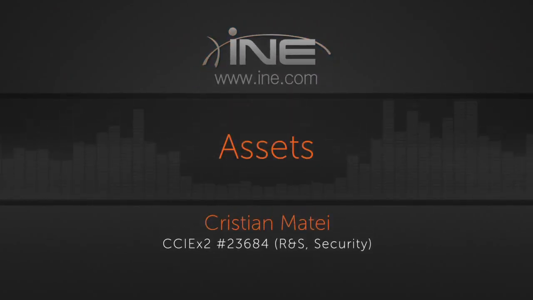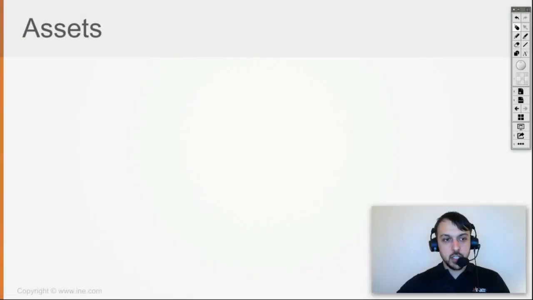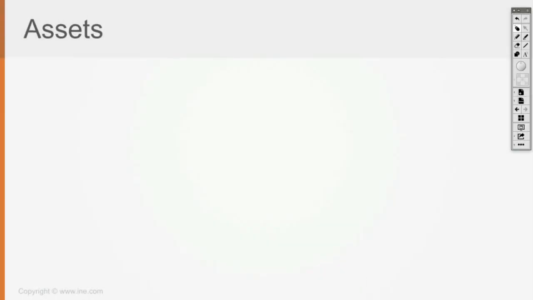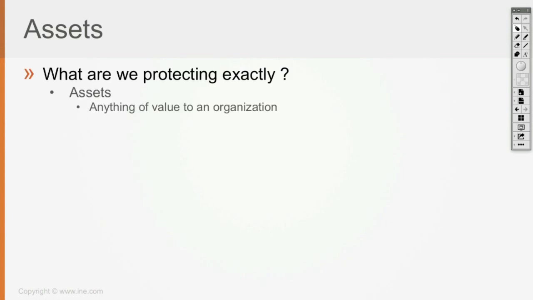Let's continue with other terminologies. Let's speak about assets. What is the scope of security? What are we trying to protect? It's going to be assets, which is anything of value to an organization. That means it can be a computer, it can be a specific portion of a computer, it can be a network device, it can be a specific text file, it can be a PDF file, it can be what else?